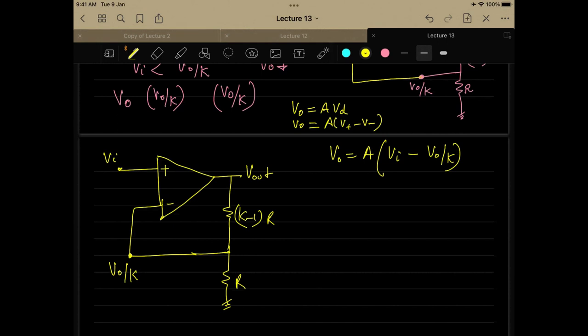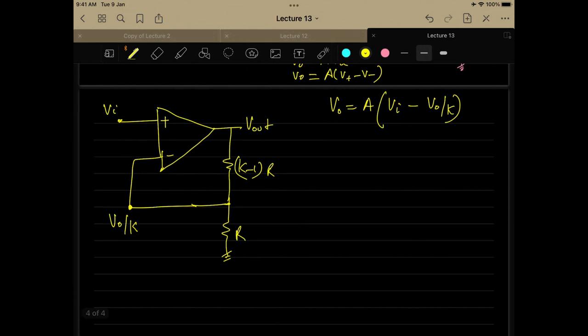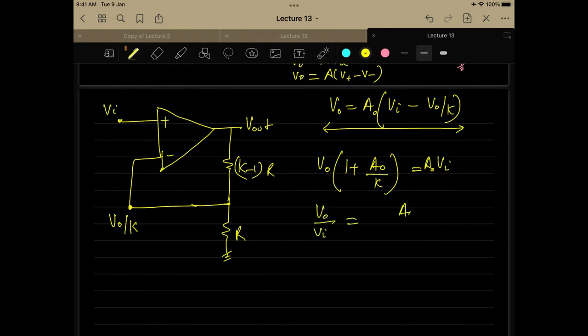So now, we can solve this circuit and see what gain we are getting here. We already know this thing, right? So we can take V0 onto the left side. What it will give you is A0 by K plus A by K equal to A0 A VI. Right? So your VO by VI is A0. Sorry, it will be A0 over 1 plus A0 by K. So this also can be written as K over 1 plus K over A0. You can check that. Both of them are equal.